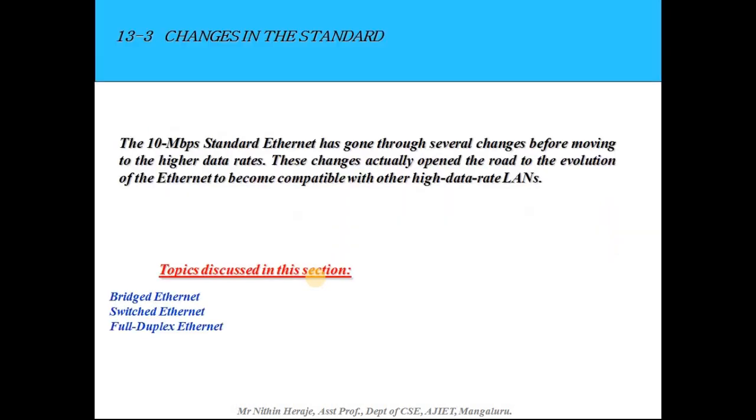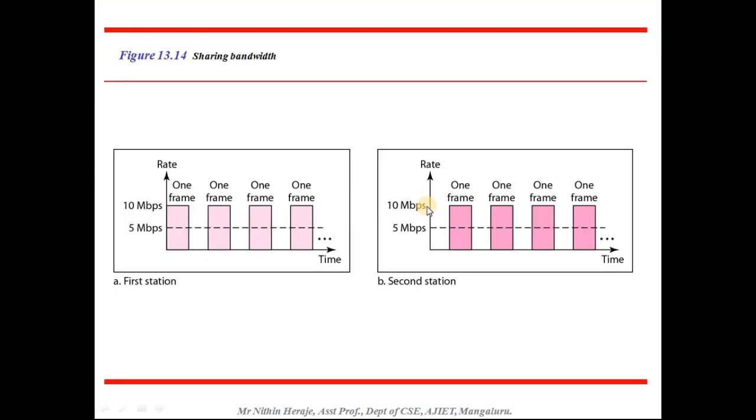So next we'll see the changes in the standard. The 10 Mbps standard Ethernet has gone through several changes before moving to the higher data rates. These changes actually opened the road to the evolution of the Ethernet to become compatible with the other high data rate LANs. So you can just look at the sharing bandwidth.